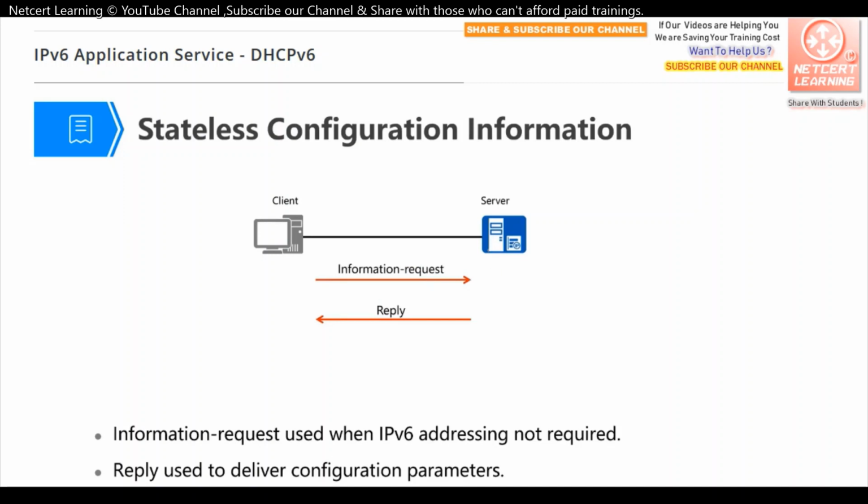If we are using stateless configuration, okay, it means for the client, the IPv6 address is obtained from the router, not from the DHCP version 6 server. So now the client will send an information request. In this information request, it will only request the other parameters like DNS, and then the server will send a reply packet to the client to tell the client what the parameters of the DNS and others are.